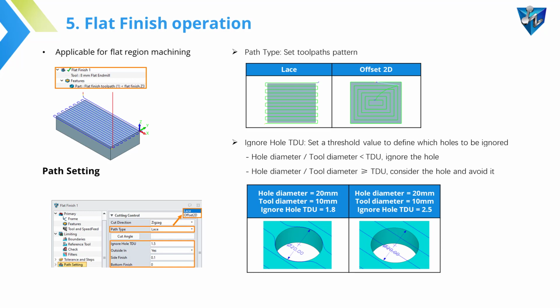First, we will introduce the path type in Path Setting tab. Lace and Offset 2D. The toolpath patterns are shown as below. Then is Ignore Hole TDU. It's useful when the flat region has some holes on it. It can set a threshold value to define which hole to be ignored. If the ratio of hole diameter to tool diameter is less than the set Ignore Hole TDU value, ZW3D will ignore the holes, then generate the toolpath on it. Conversely, ZW3D will consider the hole and avoid it. Please check the effects in this table.